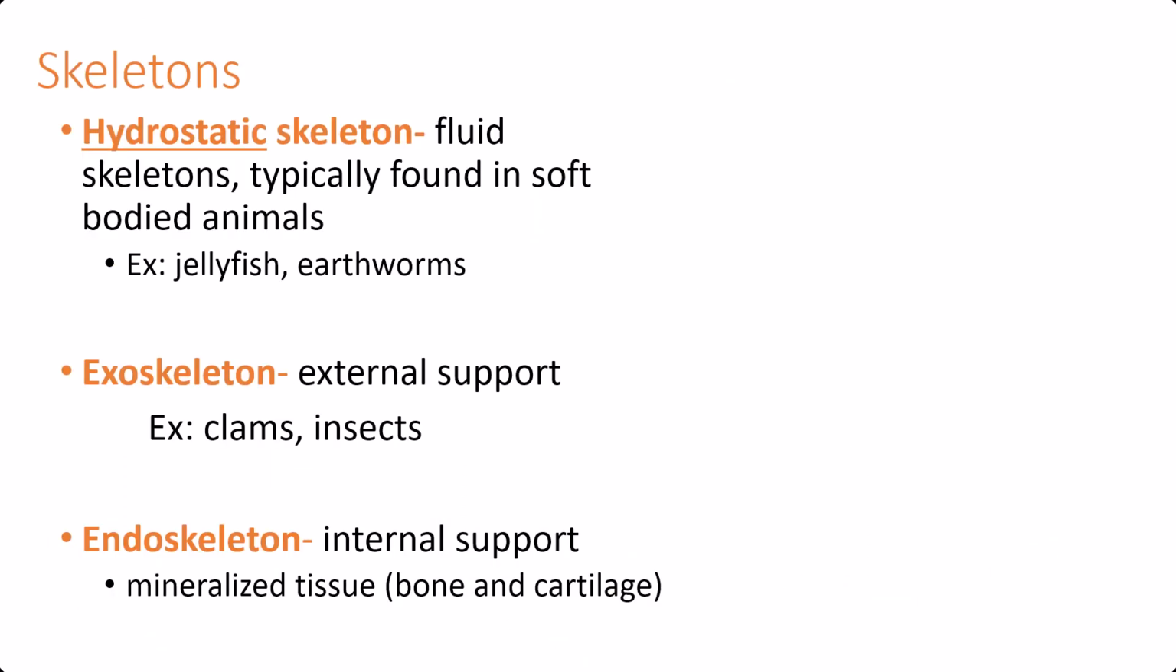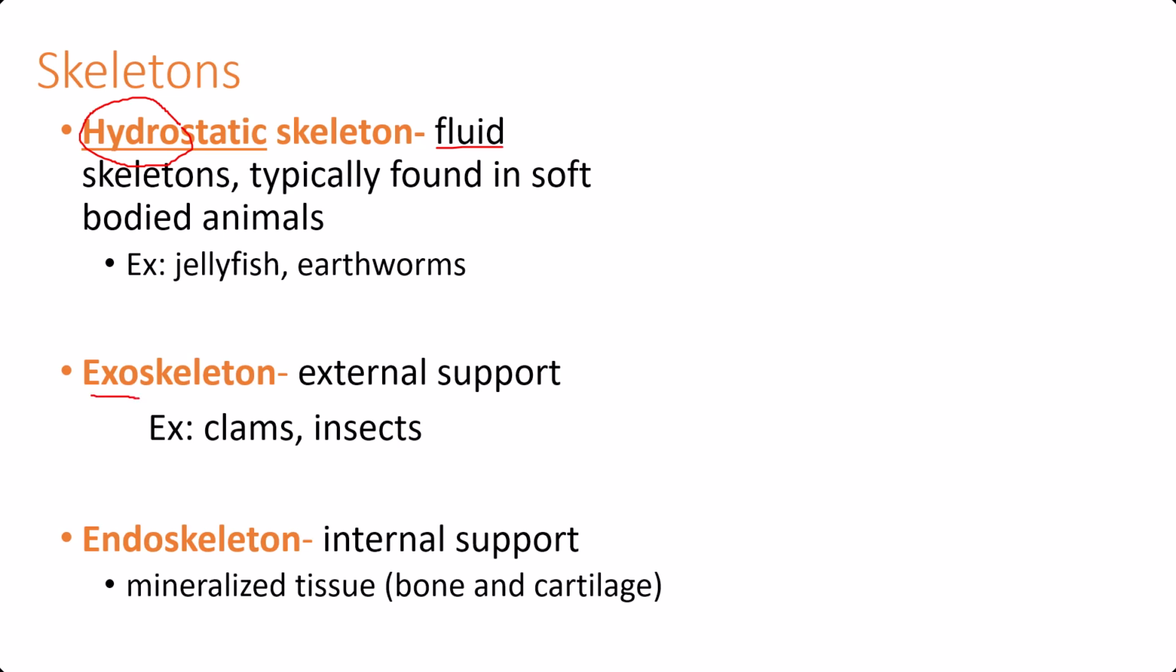So other terms that we can use to talk about differences in animals would be their skeletons. So a hydrostatic skeleton, hydro is talking about water. So these are fluid-based skeletons. They are found in soft-bodied animals. Many animals have hydrostatic skeletons. So jellyfish, earthworms, there's actually multiple groups of worms, and they would all have hydrostatic skeletons.